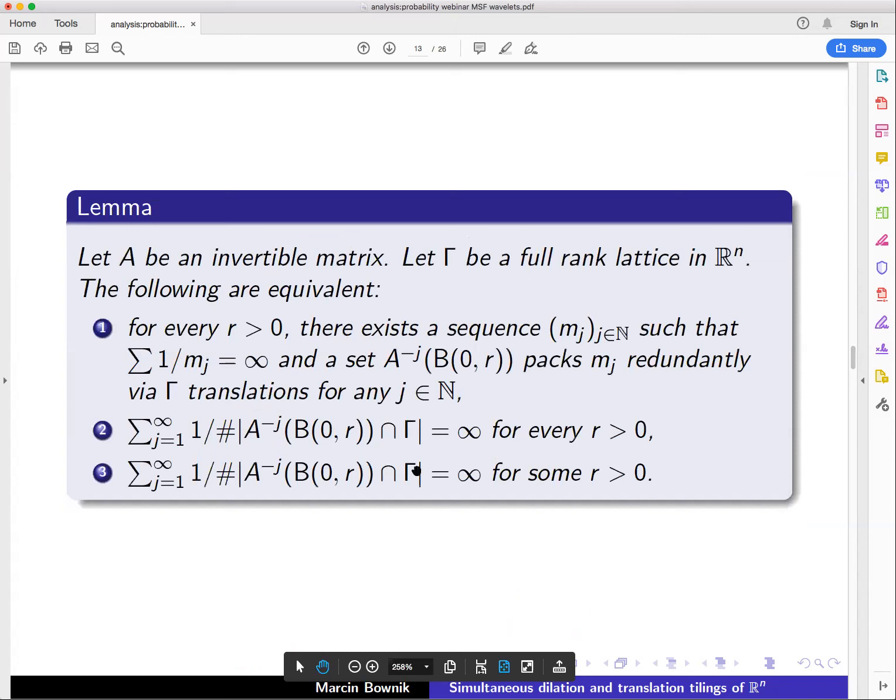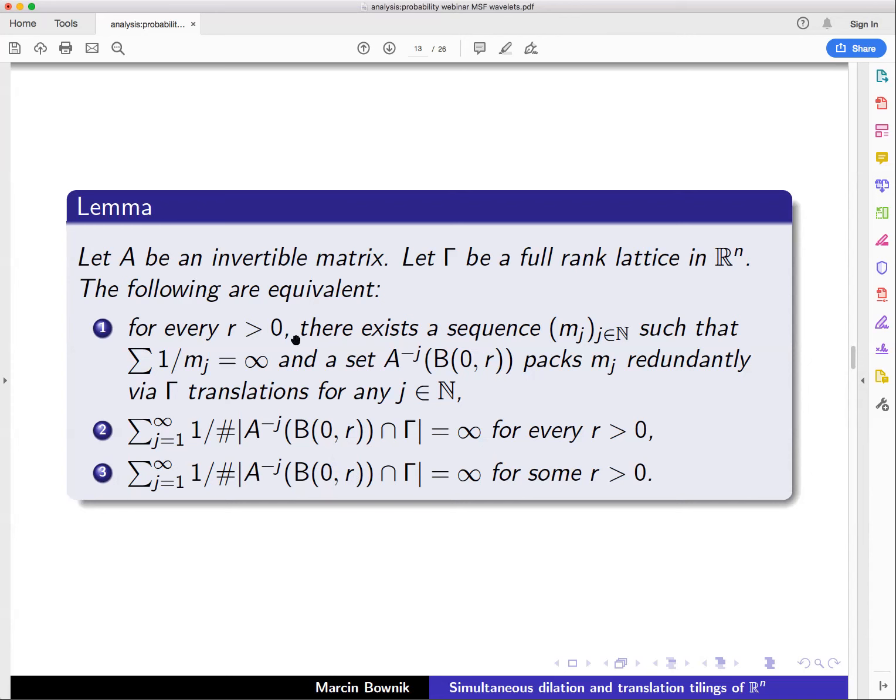So now I'll start from an elementary lemma, which is actually not too difficult to prove. This is the condition that is the characterization. The actual characterization was a ball of radius 1, but it really doesn't matter what radius you take. If it's true for every r, it's true for some r, and the series diverges.